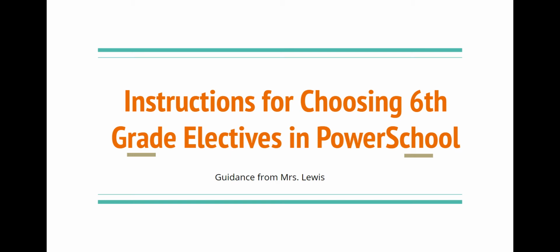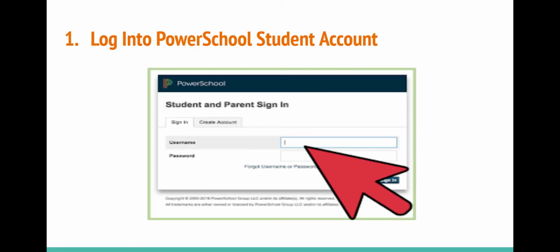This is Mrs. Lewis, and I am coming to you to provide you some instructions for choosing your sixth grade electives in your PowerSchool account. Normally, upcoming sixth graders will choose this on paper and pencil. However, since we are doing things more electronically now and we currently use PowerSchool, I'm just going to have you make your choices in your actual PowerSchool account, and then I will receive that information. So let's begin. First thing I need you to do is to log into your PowerSchool student account, including your username and password.